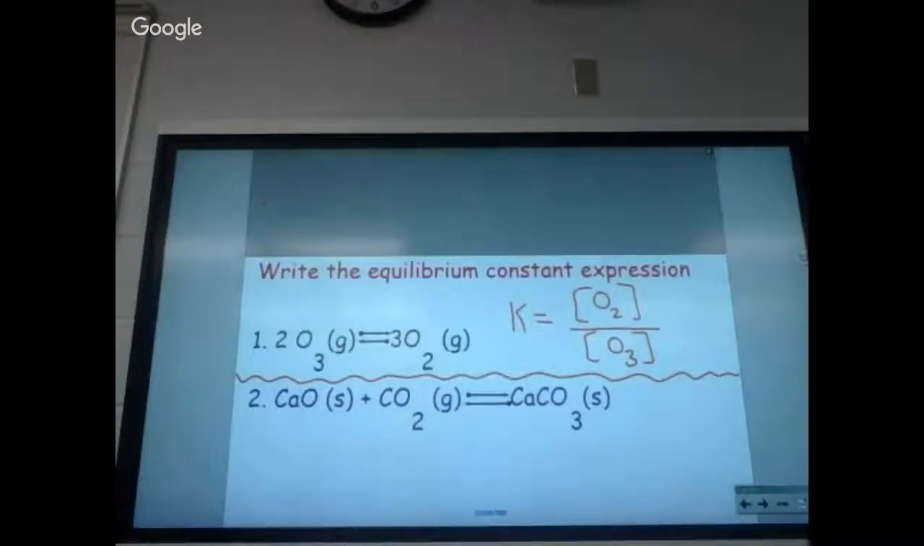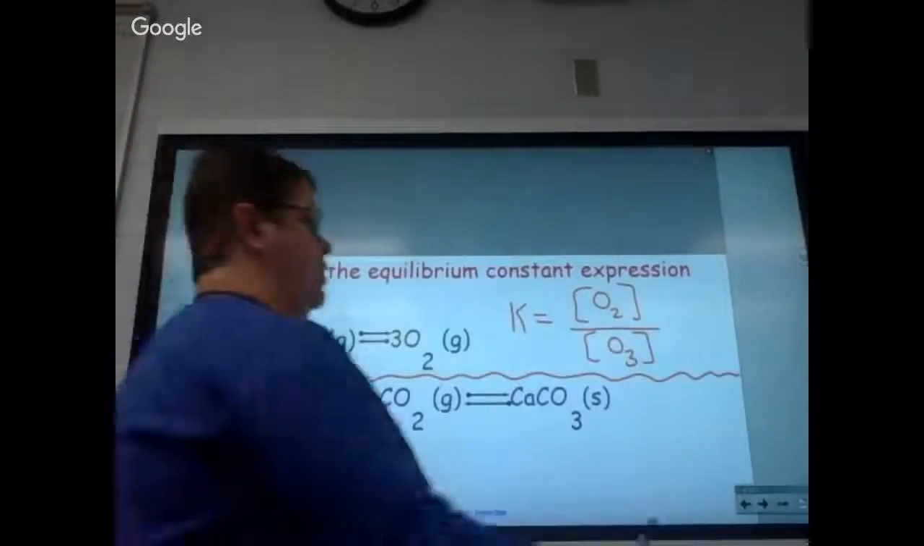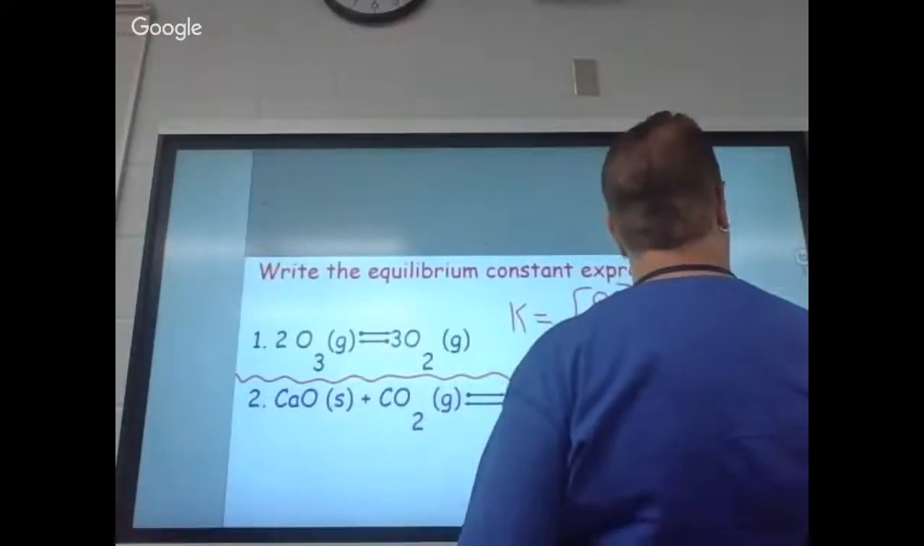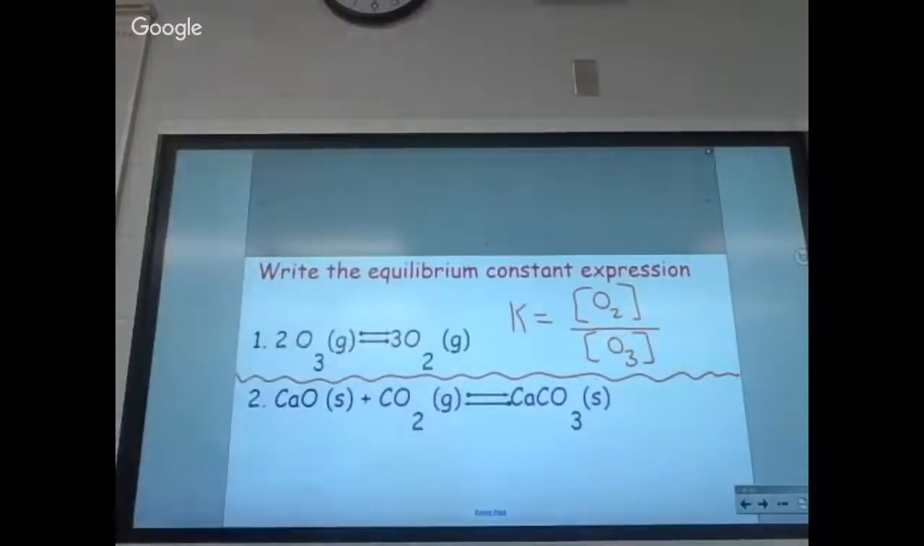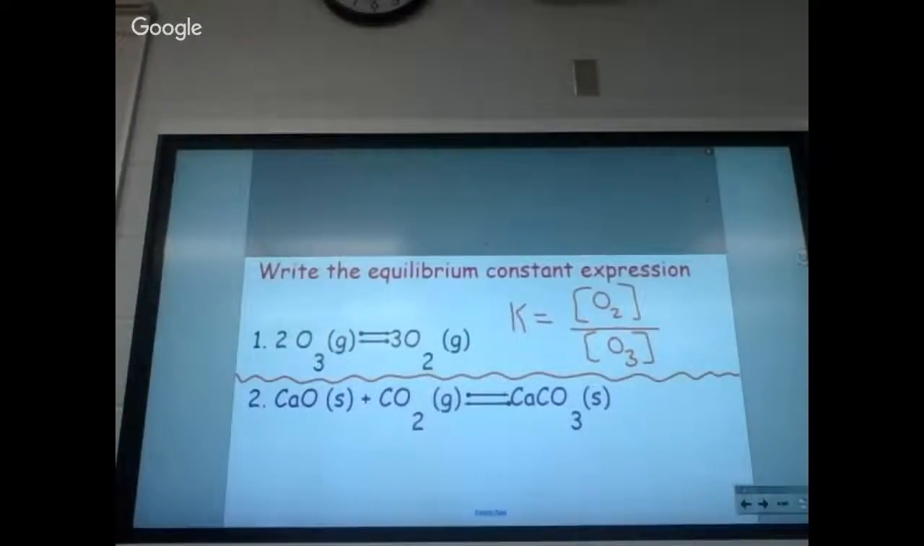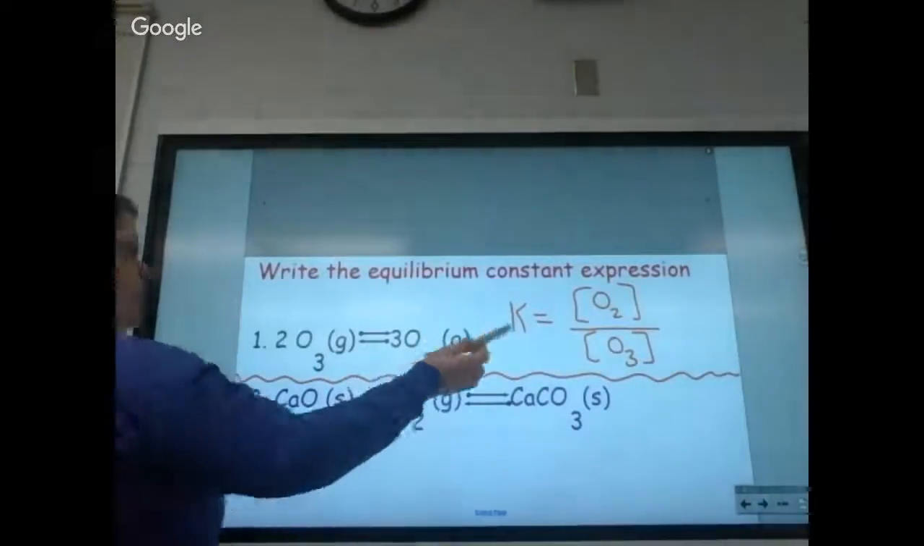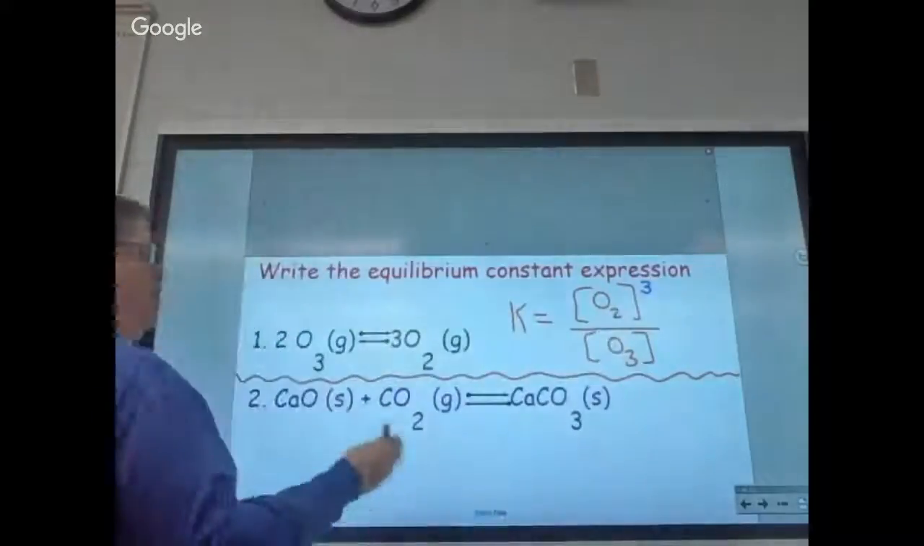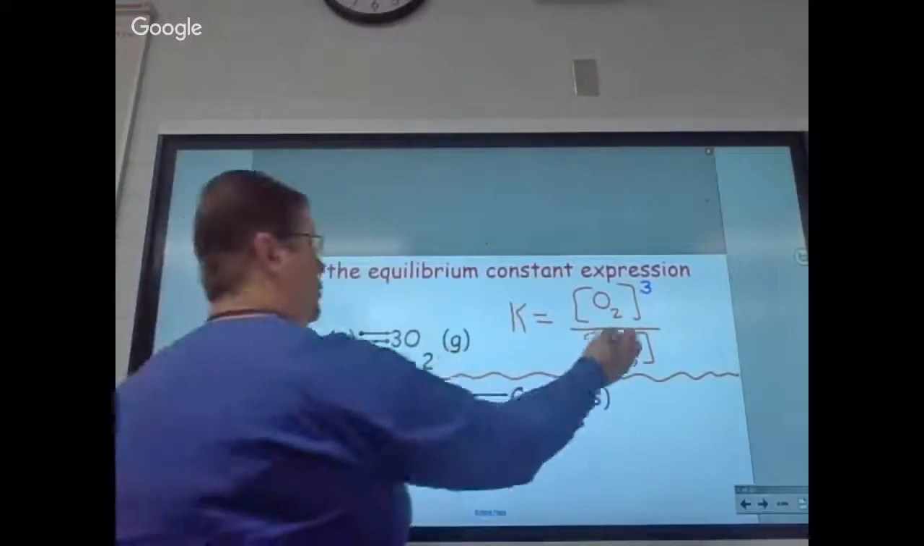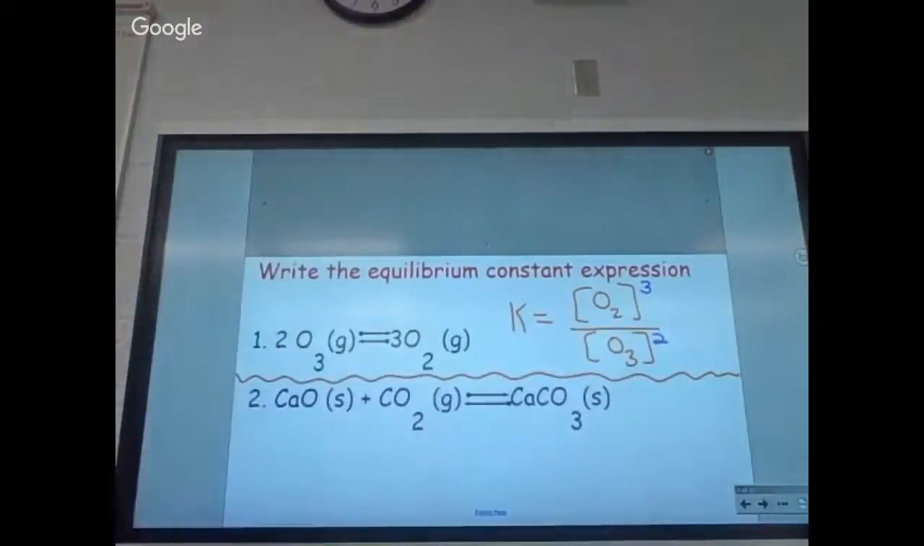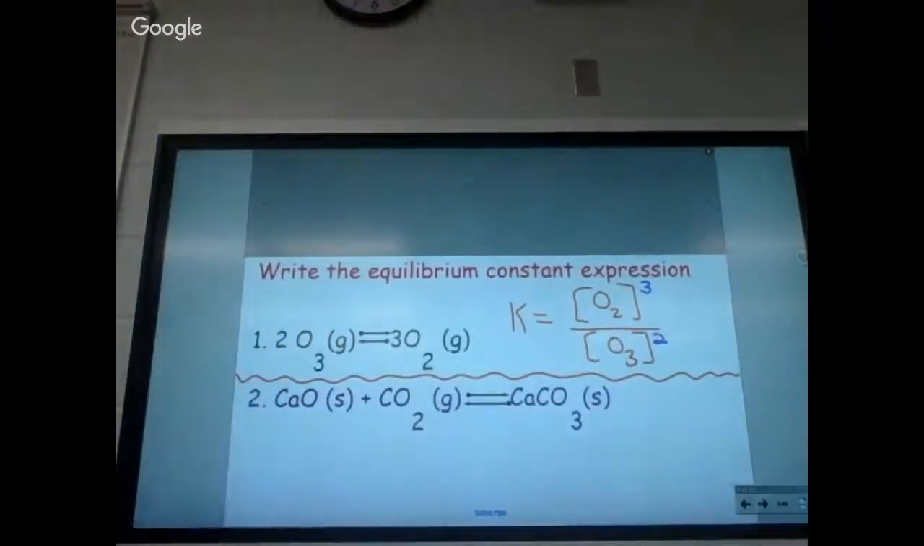Now, step 2, coefficients become exponents. So, looking at the equation, do I have coefficients in number 1? Yes. Okay, so I need to make exponents. What's my coefficient in front of O2? 3. So I'm going to put a 3 there. What's my coefficient in front of O3? 2. Now, are either of them liquids or solids? No. Then they stay. I don't mark either of them out. Are you with me? Yes.